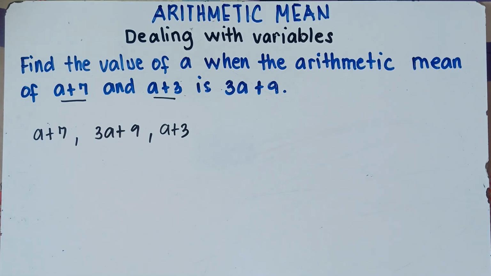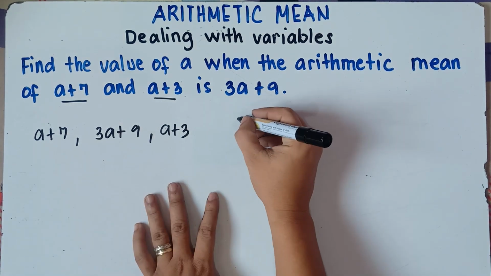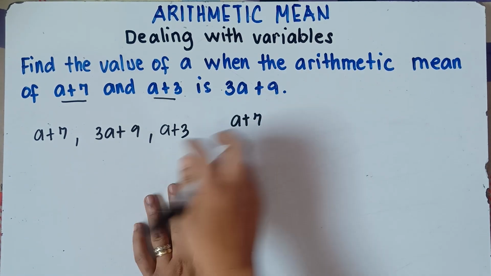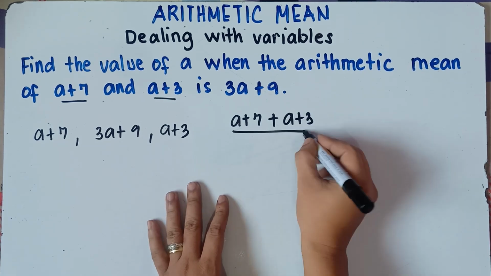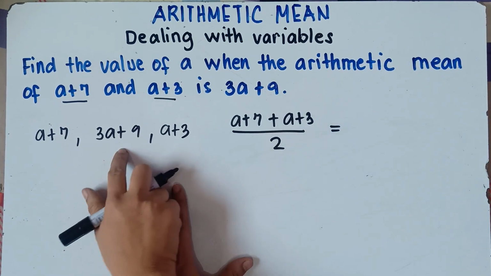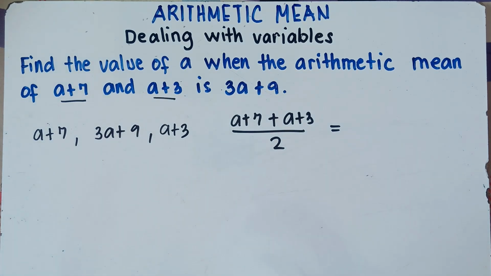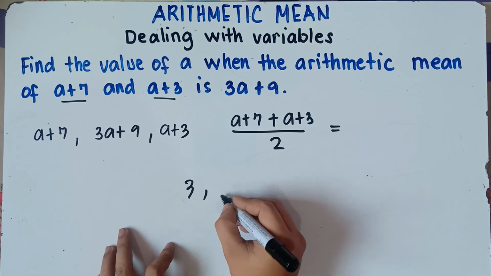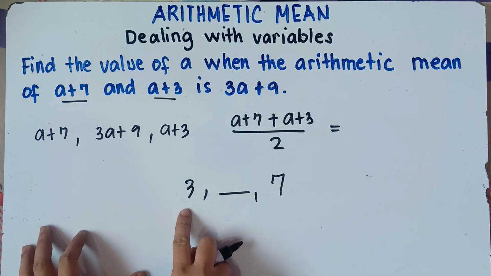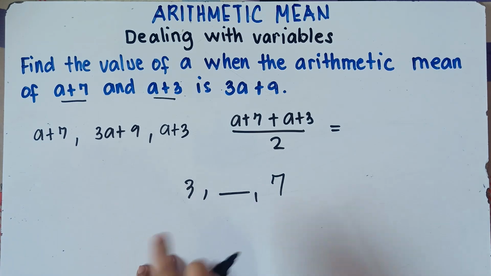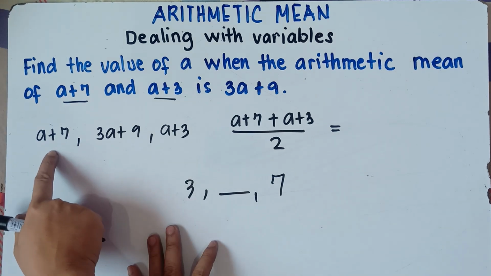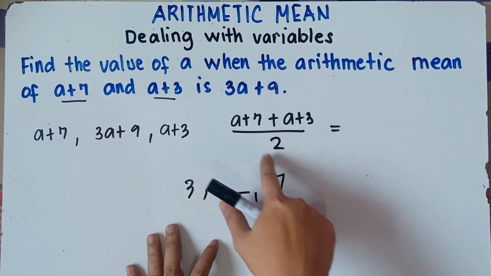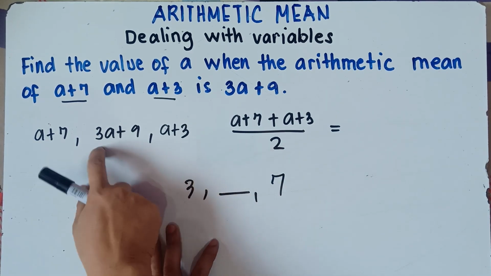So finding the value of a using the average formula, we can say that a plus 7 added to a plus 3, divided by 2, we get this answer, right? Once again, a while ago, class, with regards to our example, we add 3 and 7, and then we divide by 2 to get this middle number, right? So we will be adding a plus 7 and a plus 3, divided by 2, and this will be our answer because this is the average, right?